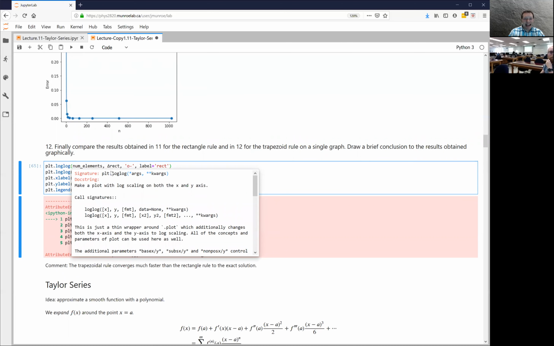Loglog is the name of a function with log scaling on both the x and y axis. Basically, all that it's doing is it's doing a normal plot and then setting the scaling so the x-axis and the y-axis are both log scale.